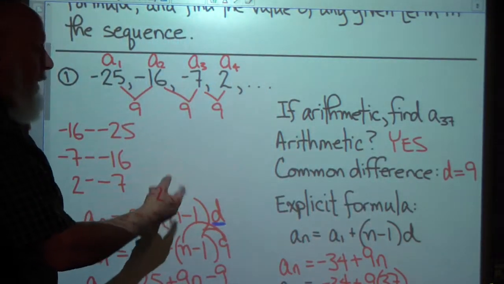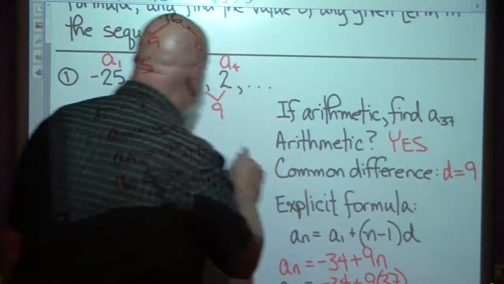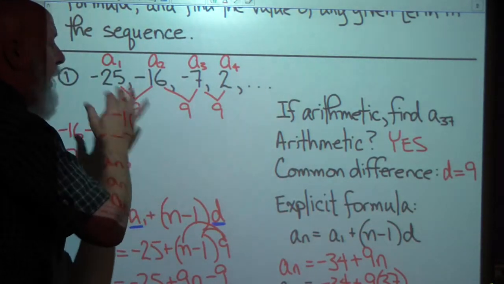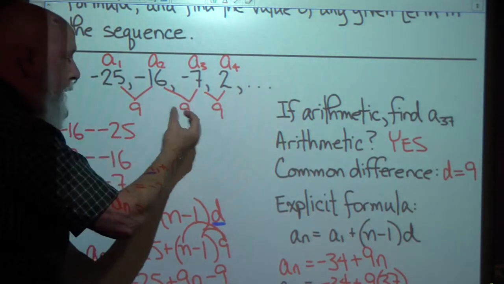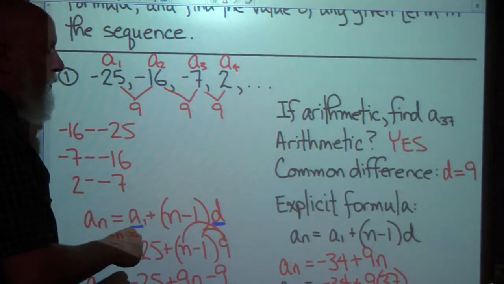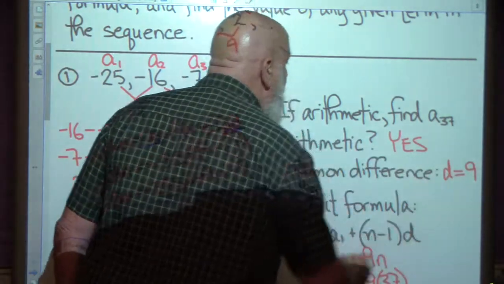Then we were asked to find the common difference. Well, the common difference is whatever this number happens to be. If it's the same, it's the common difference. Difference means you subtract. So we said d is equal to 9.